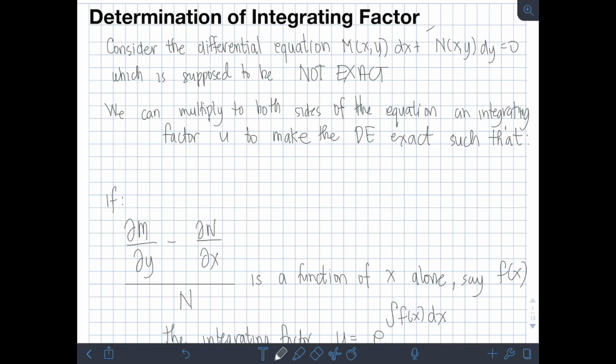Okay, so sabi, consider the differential equation M of x, y dx plus N of x, y dy equals 0, which is supposed to be not exact. Okay, so dapat not exact. We can multiply to both sides of the equation an integrating factor u to make the DE exact such that, okay, so kapag nahanap daw natin tong integrating factor na to at minultiply natin both sides, magiging exact yung DE.